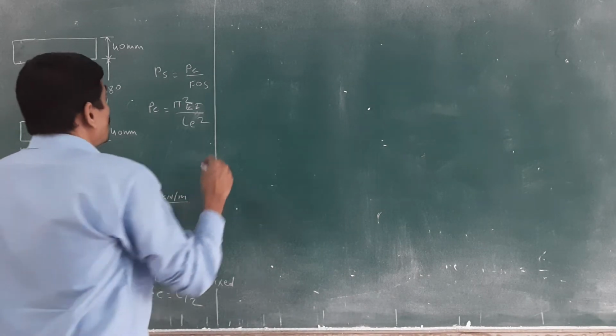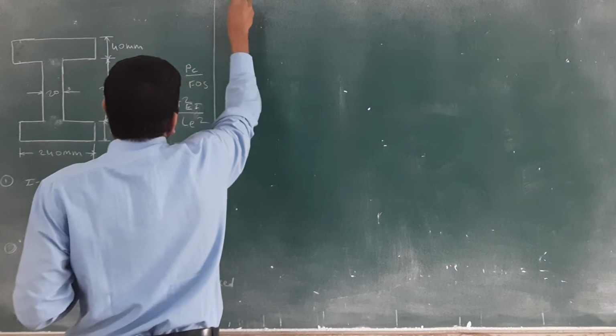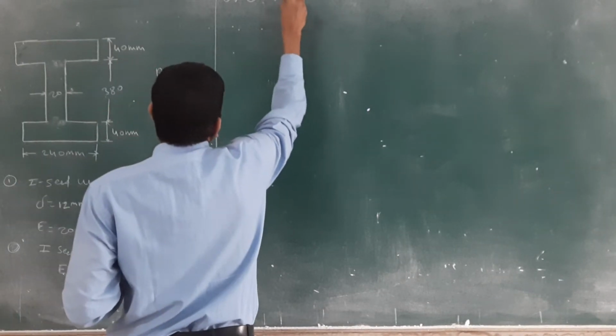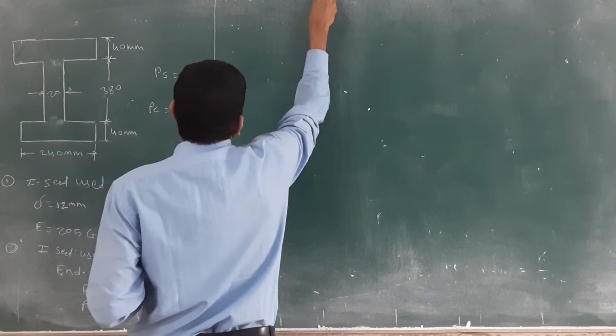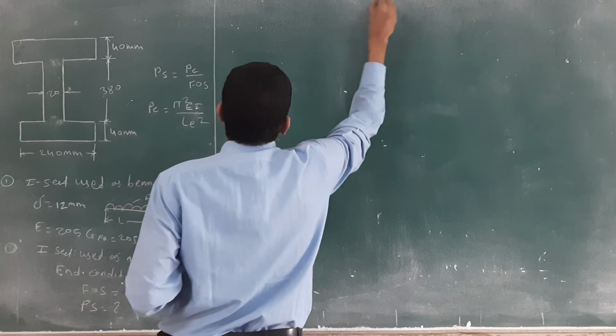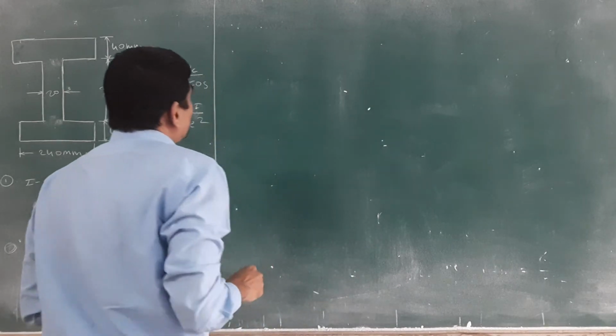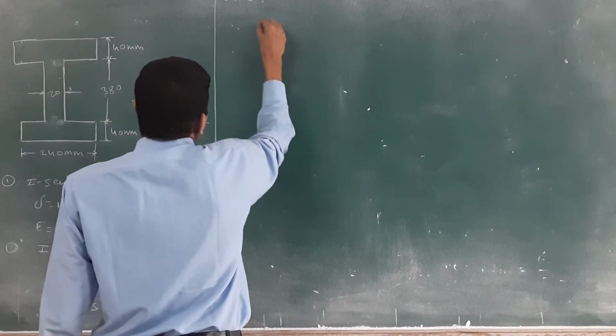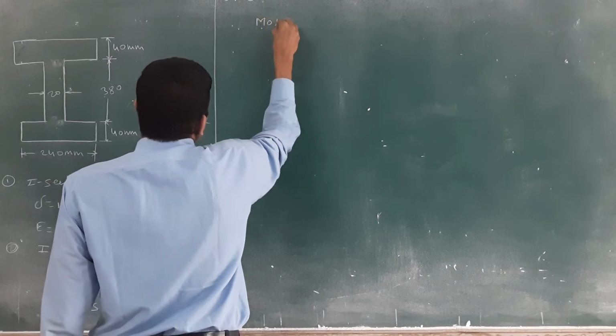Okay, first I will take case number 1. What is case number 1? I section used as a beam. Here I will use the I section as a beam. First we will calculate the moment of inertia.